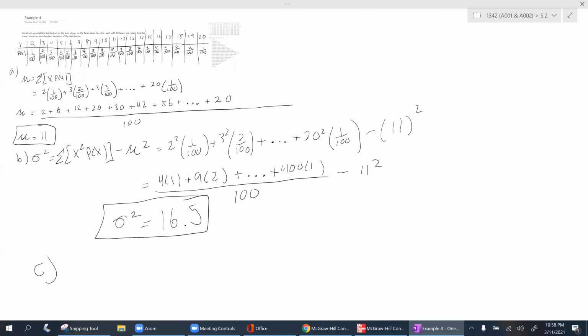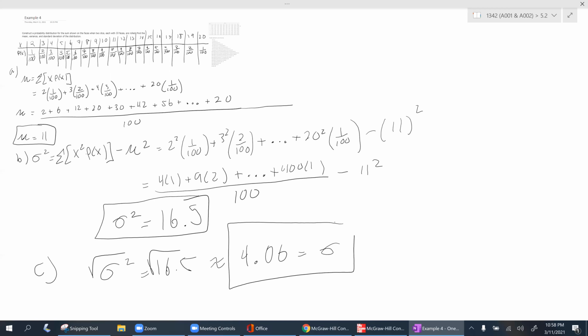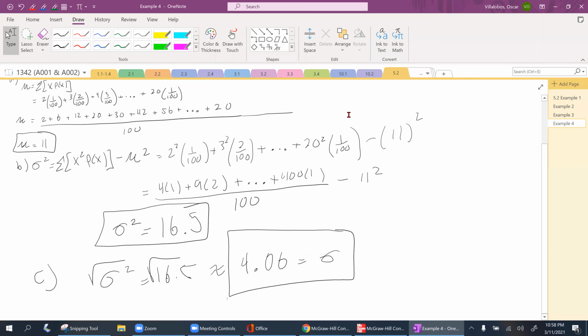But last, our favorite one, the standard deviation, is the square root of that. This ends up giving me approximately 4.06. Nice, and that's how you build the probability distribution tables for sums between 2 and 20, and then how you find their mean, variance, and standard deviation. Okay, thank you very much for your time, and I'll be seeing you in the next section.